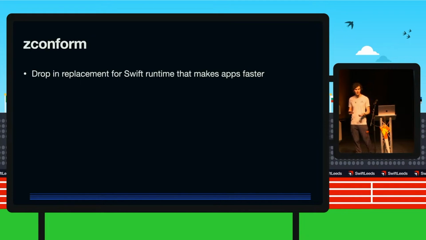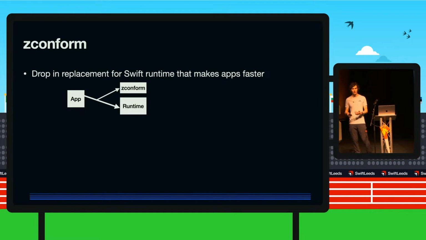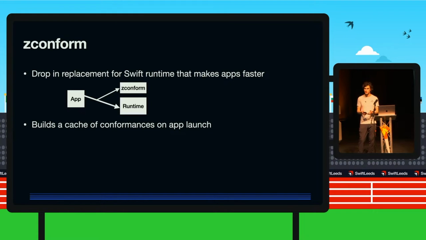Well, I made something called zconform, which is a drop-in replacement for the Swift runtime that just immediately speeds this up. The way it basically works is normally your app will call functions in the Swift runtime, and this redirects some of those over to the zconform library. And in zconform, it does exactly what DYLD is doing. It builds a cache of conformances on app launch, but then it actually uses them even on that first app launch. So it doesn't get disabled like this.